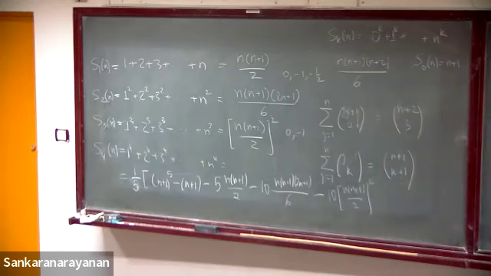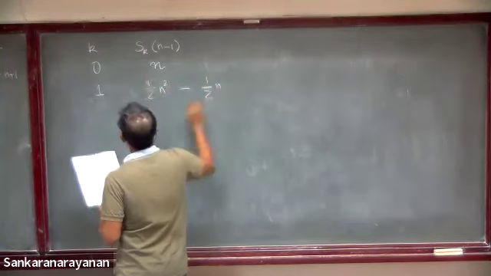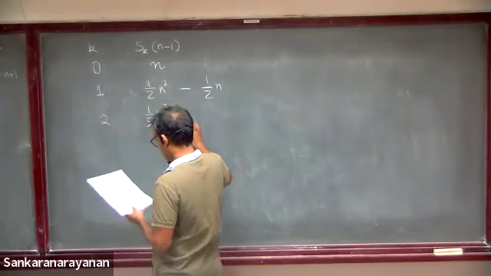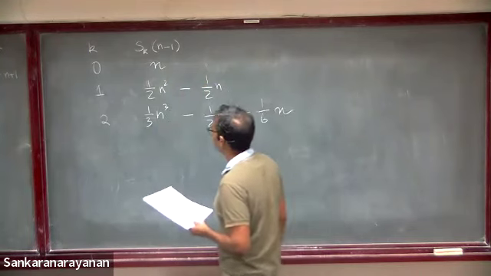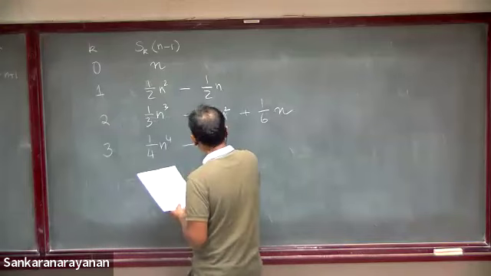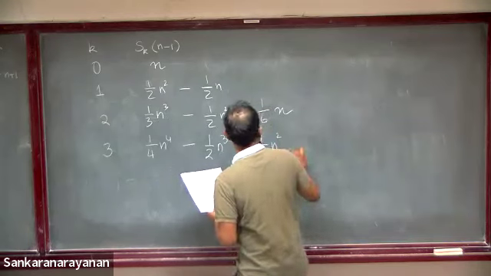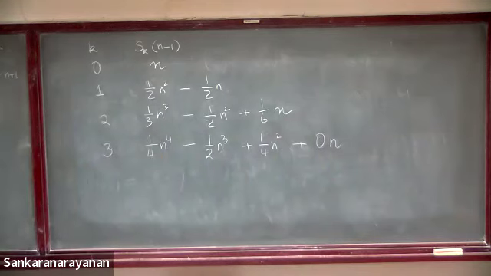So what is S_0(n minus 1)? It's just n. What is S_1(n minus 1)? We'll write it as half n squared minus half n. What about the next one? We have 1/3 n cubed minus half n squared plus 1/6 n. And let's look at the next one. That's 1/4 n to the power 4 minus, and again it's half n cubed plus 1/4 n squared plus 0 times n. It's got no constant term.